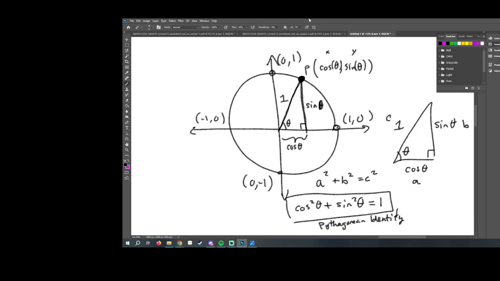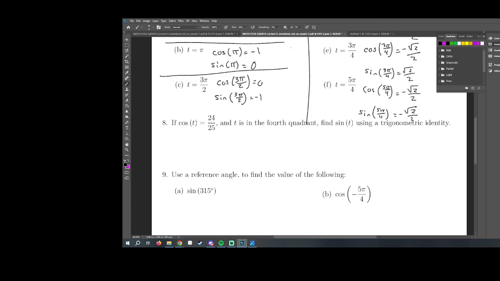Now, looking back at the problem, let's see if we can use this identity to answer the question. So if cosine t is 24/25 and t is in the fourth quadrant, we'll talk about why they're telling us about the fourth quadrant in a second. Find sine of t using a trigonometric identity. Well, let's see. Cosine squared t plus sine squared t equals 1. Again, this squared notation is the same thing as if I wrote the squared like here, but that's a lot of parentheses, so people just tend to write it like this.